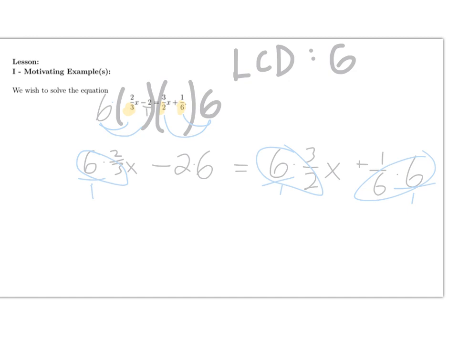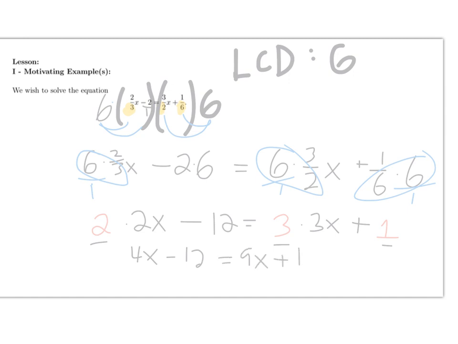So 6 divided by 3 makes 2. 6 divided by 2 makes 3. 6 divided by 6 makes 1. And everything else is just going to stay the same. We still have a 2x here. We have minus 12. We have a 3x remaining here. And we just have a plus 1. So each of the circled portions, 6 divided by 3 made 2, 6 divided by 2 made 3, and 6 divided by 6 made 1. Now we can just multiply. We have 4x minus 12 equals 9x plus 1.